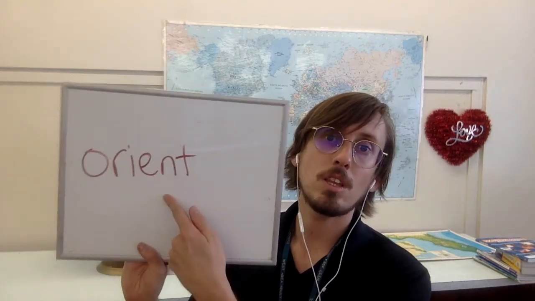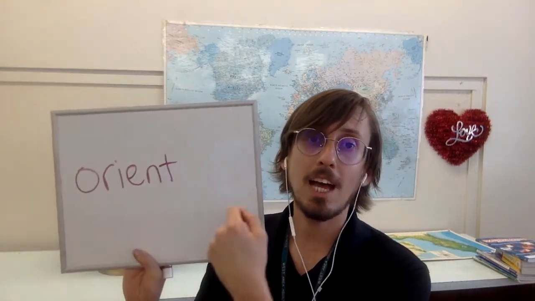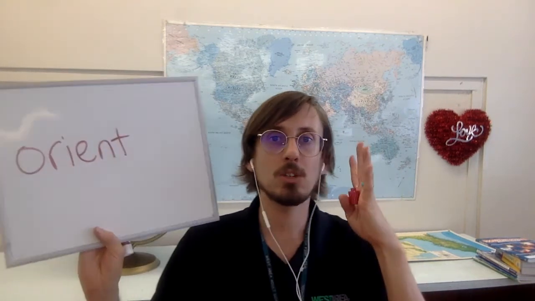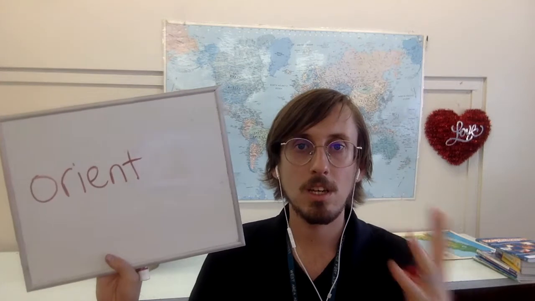We also use that idea here with the perspective someone has, their beliefs, their preferences. What is their orientation? In which way are they focused? And you can use this for objects. I can orient this globe in this direction, or I can orient it in this direction. I can change the position of it in some way to control its position, to move its position.